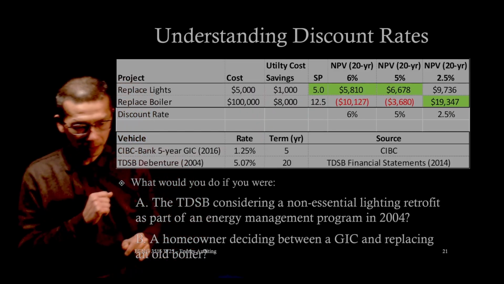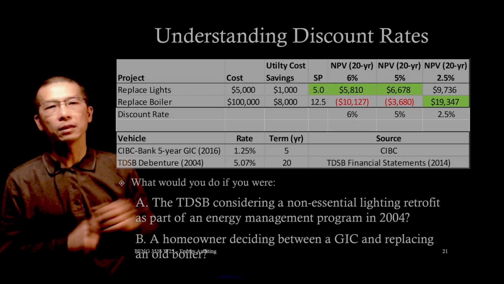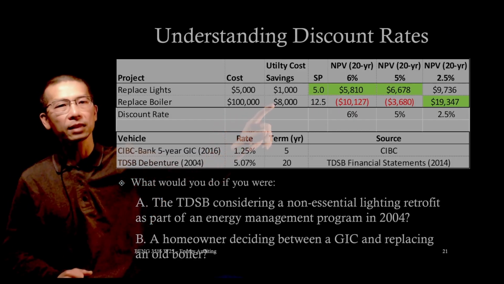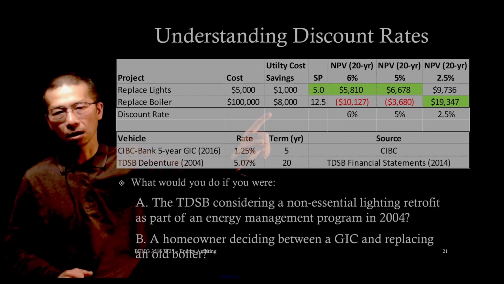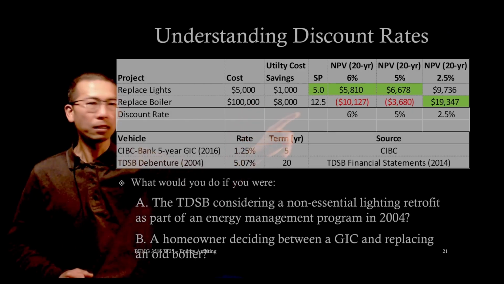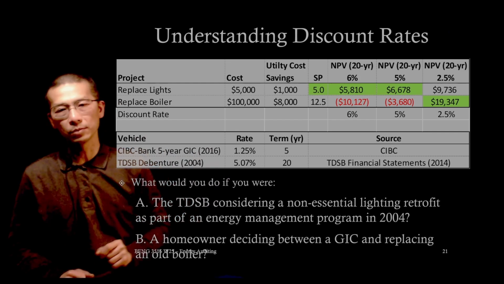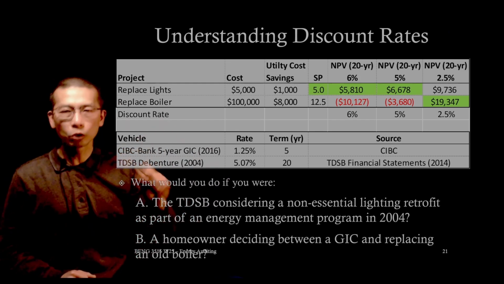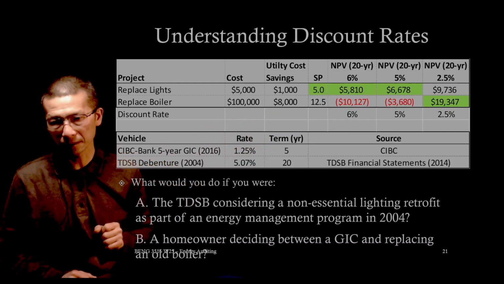Okay. Second project, boiler replacement. Initial cost is $100,000, but the annual saving is $8,000 per year. And if you divide 100 by 8, you get 12.5. So simple payback for project number 2, 12.5 years. Okay.